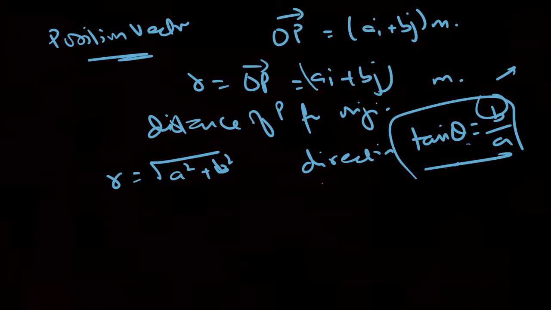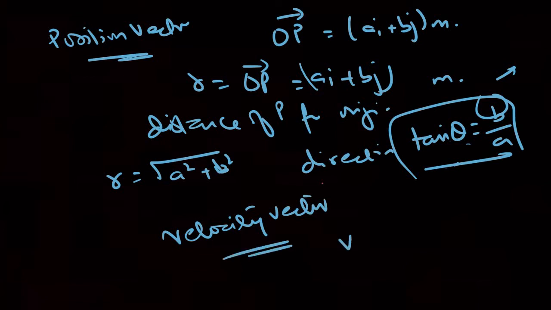Okay, so how about a velocity vector? If we look at a velocity vector, it will be given as, for example, v equals ci plus dj meters per second. Okay, how about a question so that it really helps us out?